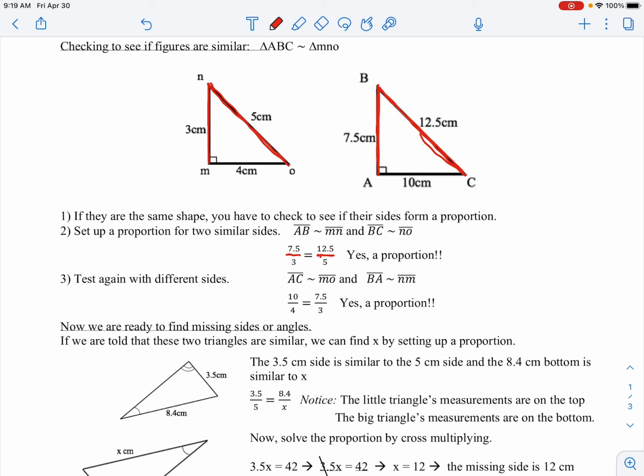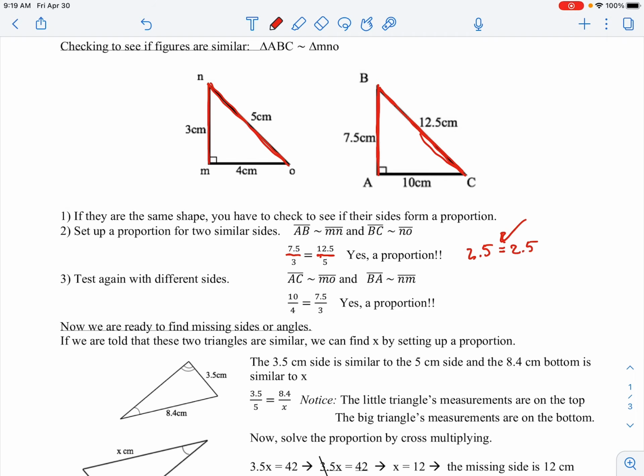So I've got my calculator here. So 7.5 divided by 3 is going to give me 2.5. Is that equal to the other side? Well, 12.5 divided by 5 is 2.5. So yes, they are a proportion. They are both equal to the same thing.